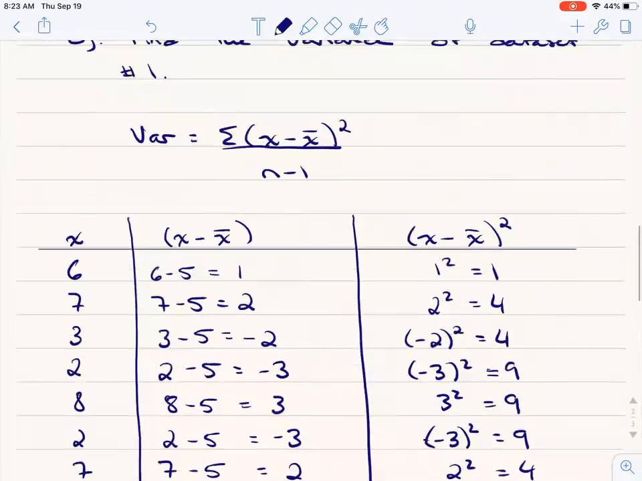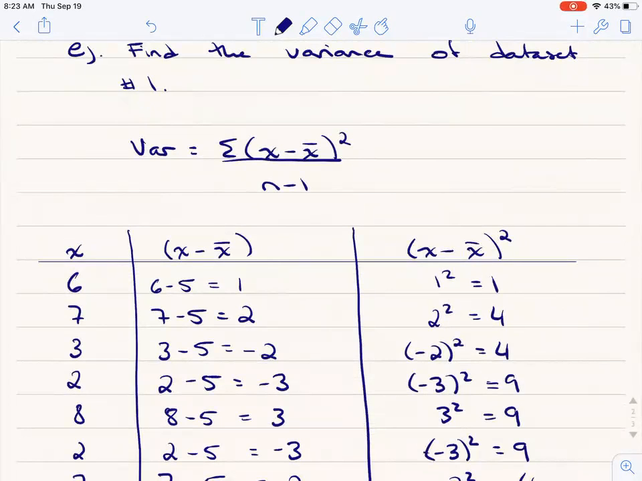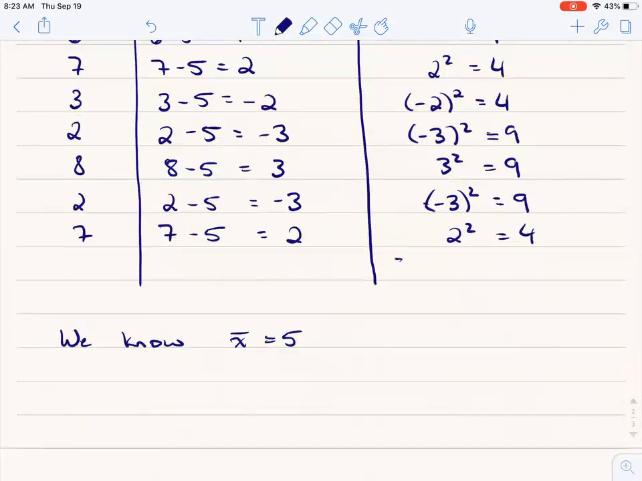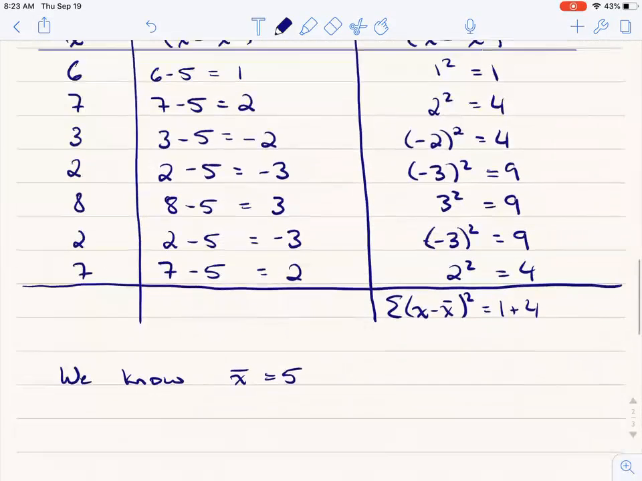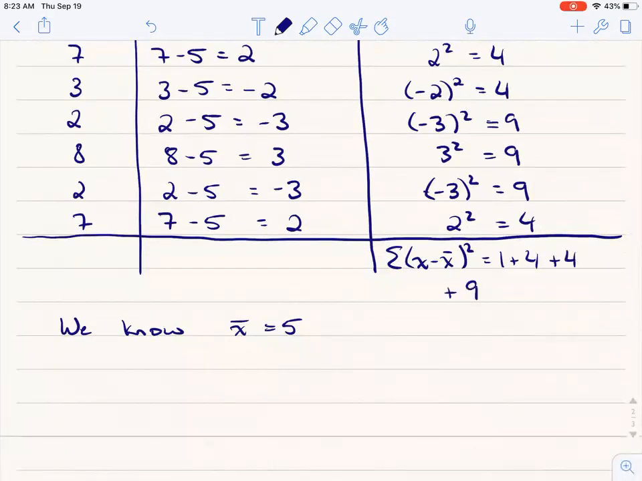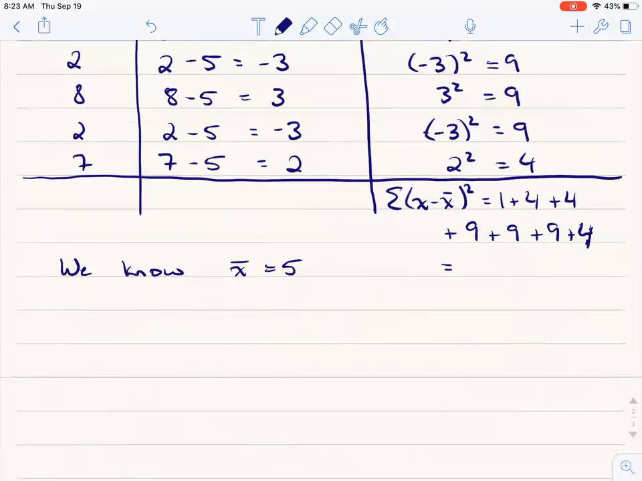So now, if we go back to our equation, we have each of these terms, the x minus x bar squared terms. We want the sum of them, so we're just going to add up 1 plus 4 plus 4 plus 9 plus 9 plus 9, and that makes this whole term. If we add these all up, I'll show it down here at the bottom, the sum of x minus x bar squared is 1 plus 4 plus 4 plus 9 plus 9 plus 9 plus 4, which is 40.